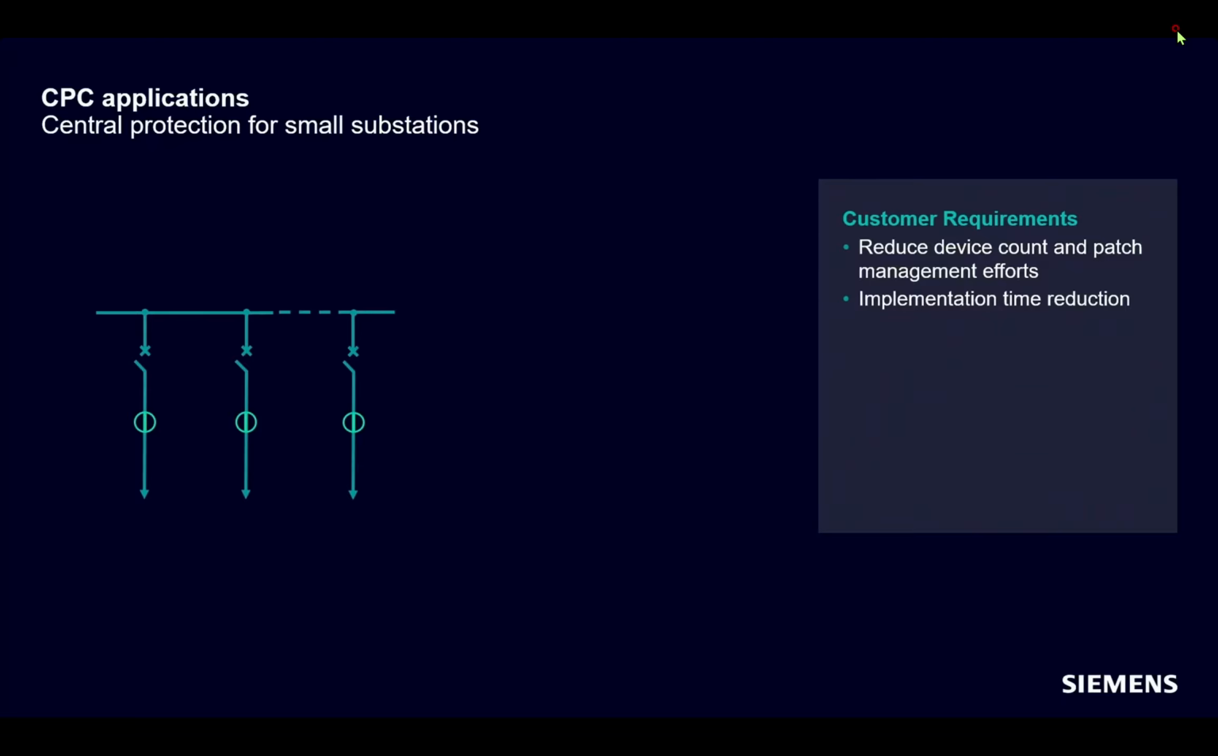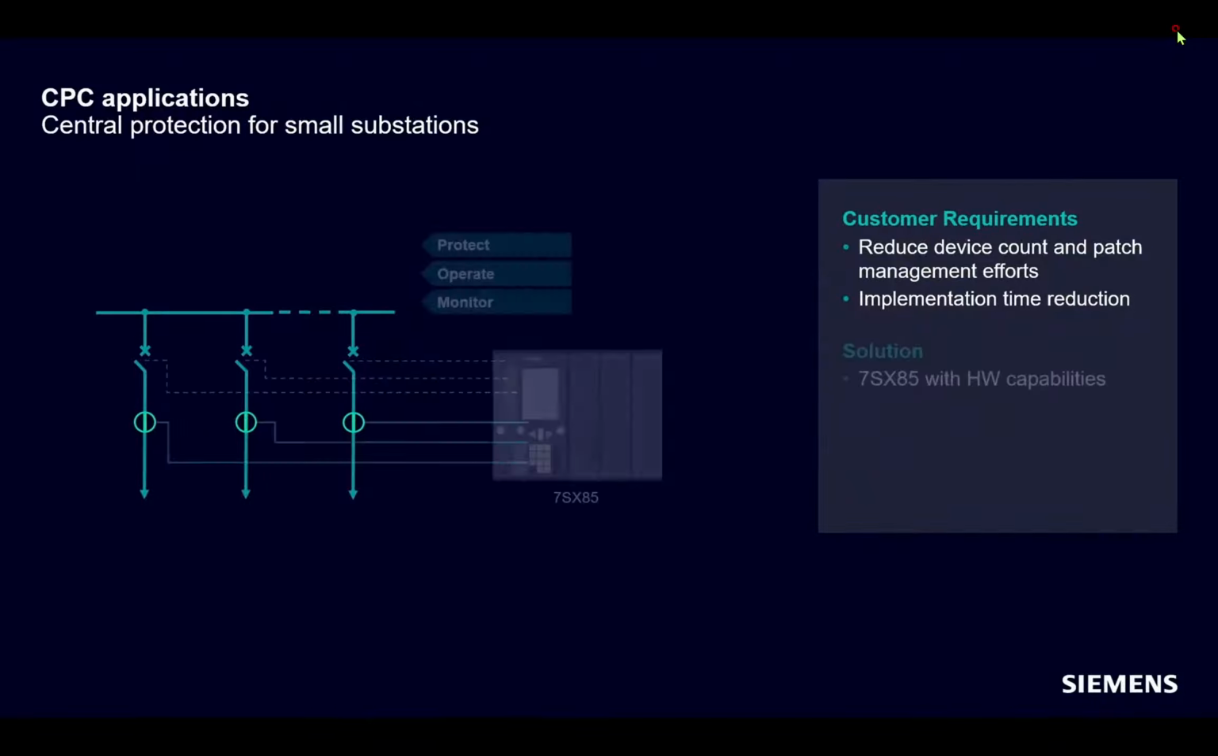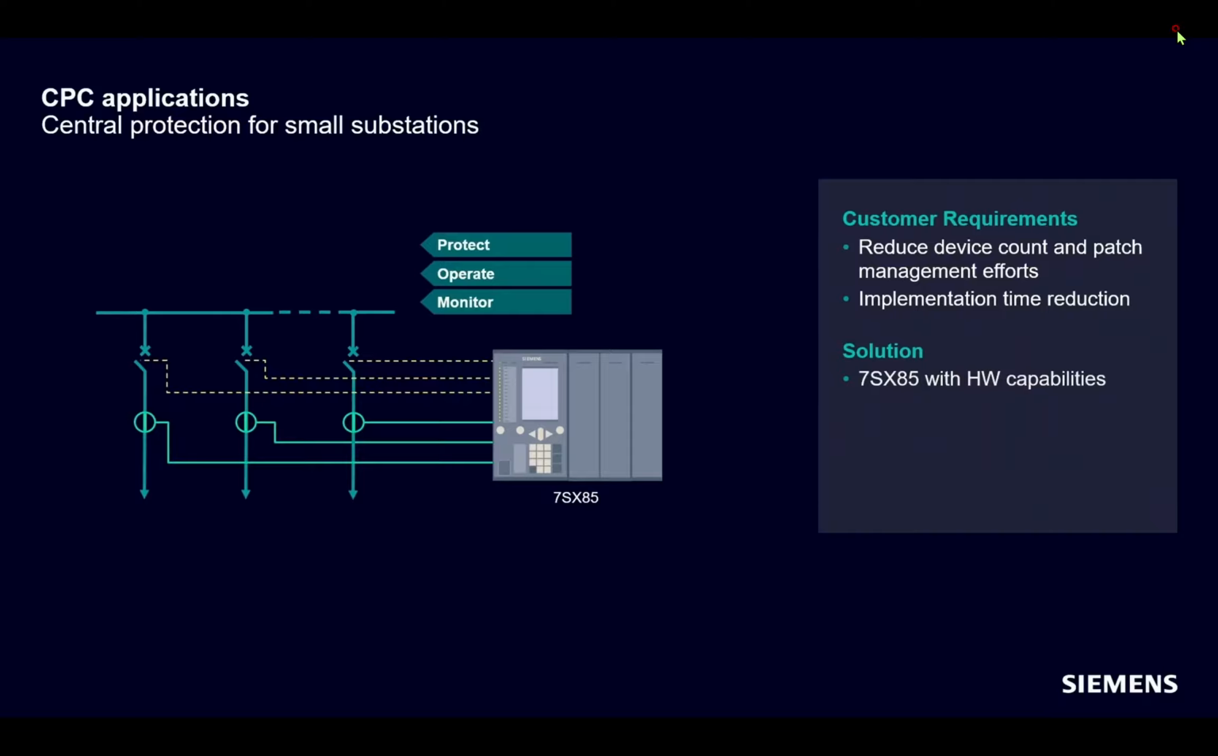Additionally, we just use one device. Customers require a time reduction for the project implementation, including engineering, tests, and installation. What is our Siemens solution? One single universal device, 7SX85, with enough hardware capabilities, for example, more than 200 binary inputs and 64 analog inputs, to control and protect up to 12 bays with different protection requirements like line protection, feeder, or transformer protection.